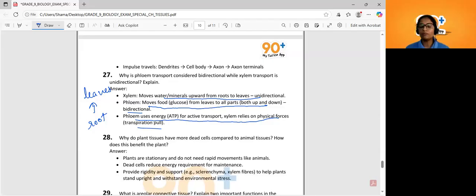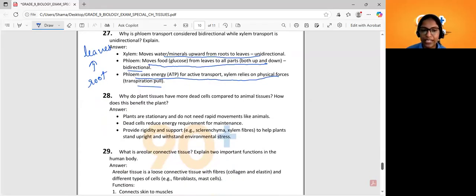In case of phloem, it's not like leaves are seen only in the top part. We can see leaves in the bottom part also. Okay, so it is both upwards and downwards. It's bidirectional in case of phloem, whereas in case of xylem, it is unidirectional.